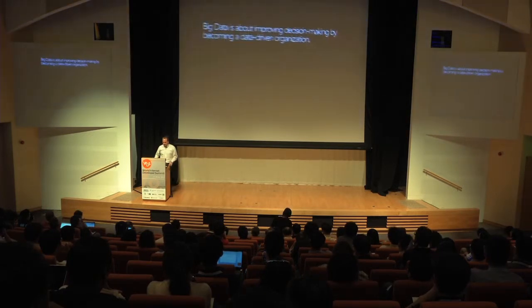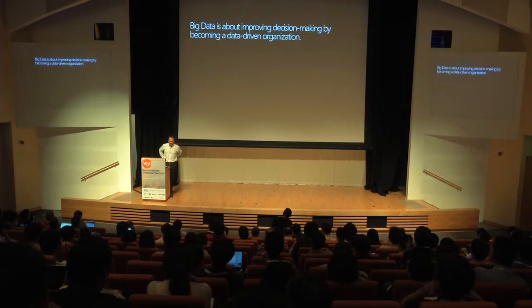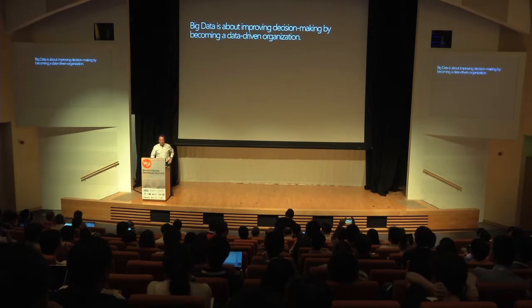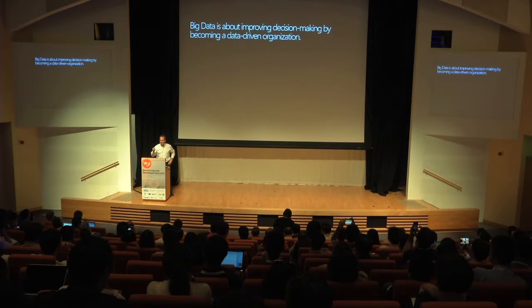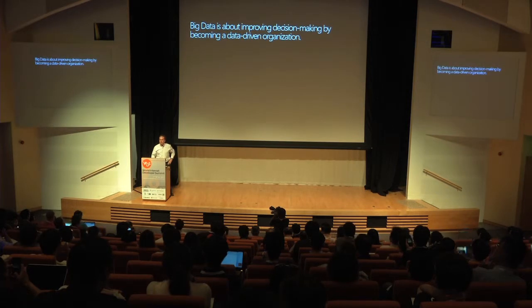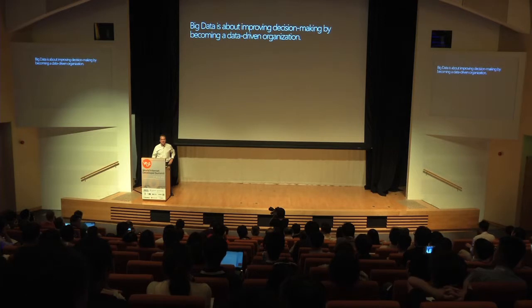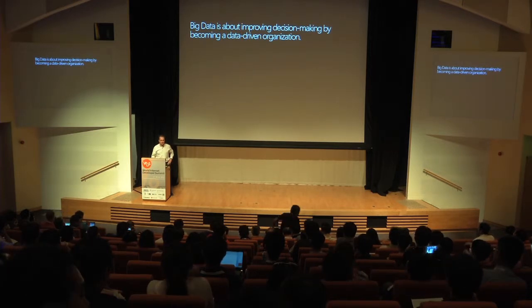So ultimately, one of the mistakes that we often make when we talk about big data is thinking it's about the technology. Volume, variability, velocity, storage, cloud. Big data is fundamentally about helping human beings make better decisions. And that is the value proposition to any business person, helping them make better decisions.